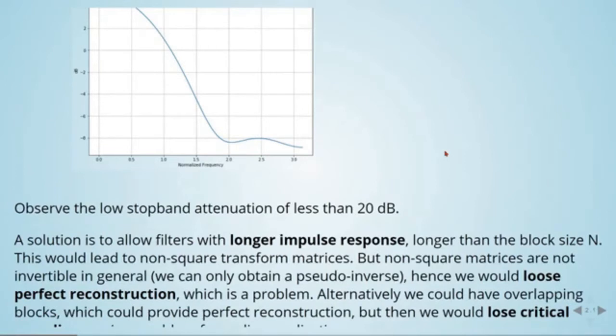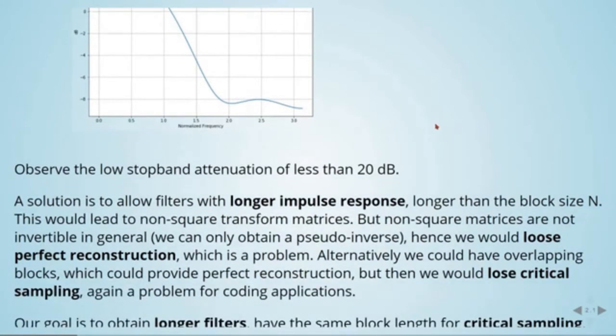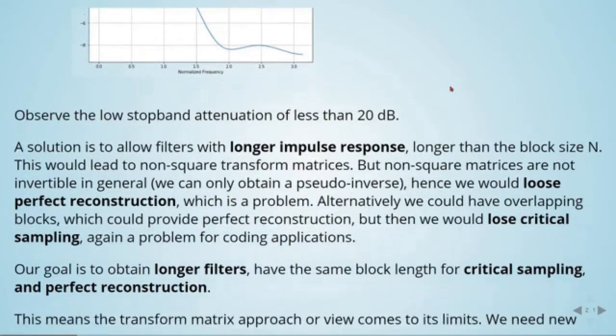This would lead to non-square transform matrices, but non-square transform matrices are not invertible in general. We can only obtain a pseudo-inverse. Hence, we would lose perfect reconstruction, which is a problem. Alternatively, we could have overlapping blocks, which could provide perfect reconstruction, but then we would lose critical sampling. Again, a problem for coding applications.